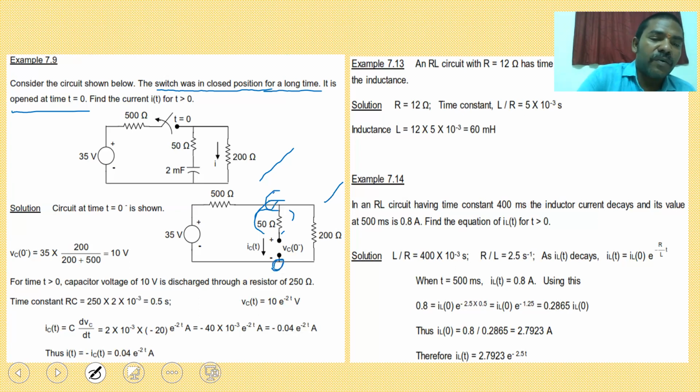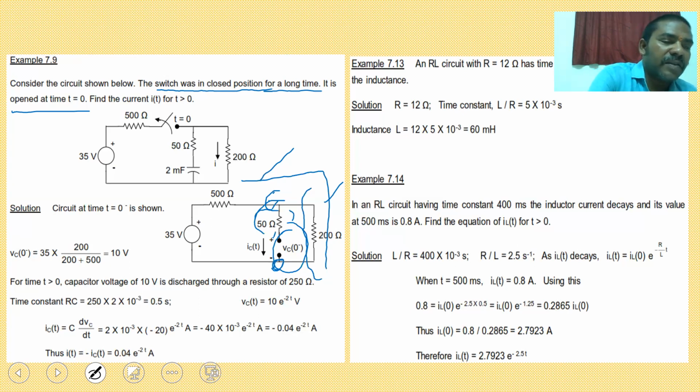So 500 ohms is one resistor, connected in series with 200 ohms. Whatever the voltage drop across 200 ohms is the same as Vc of 0. So I am applying the voltage division.